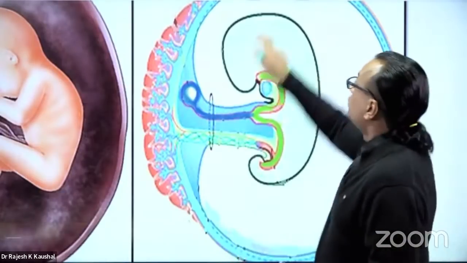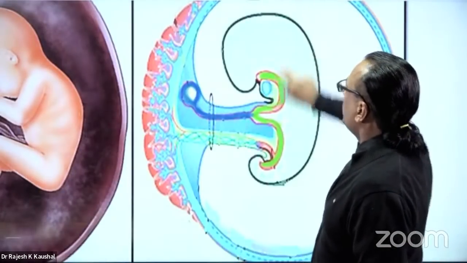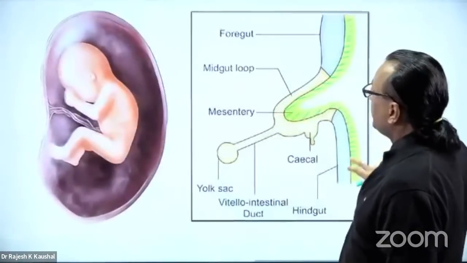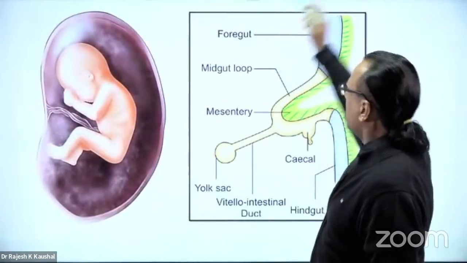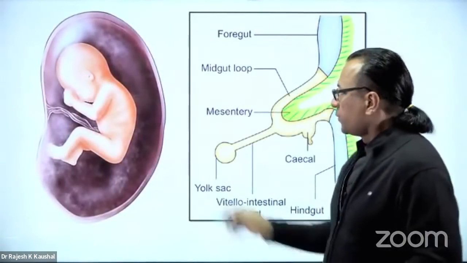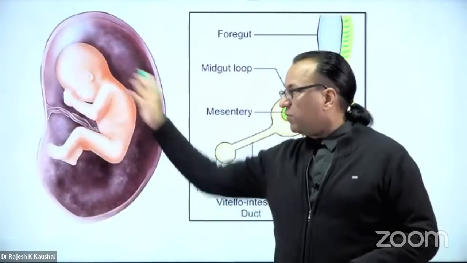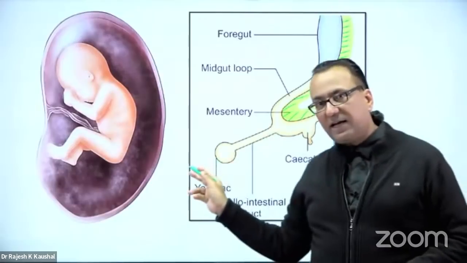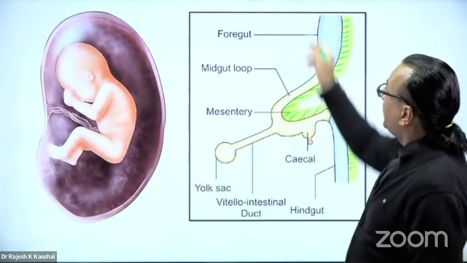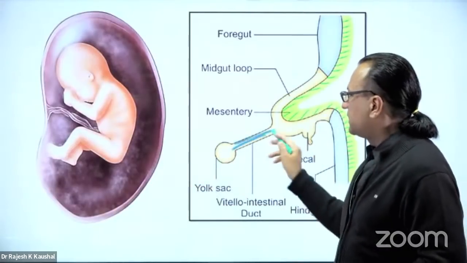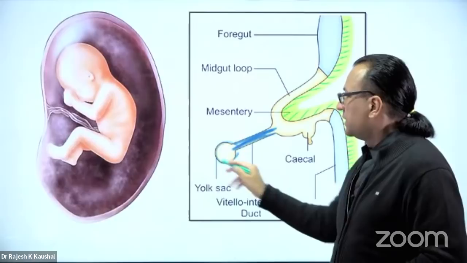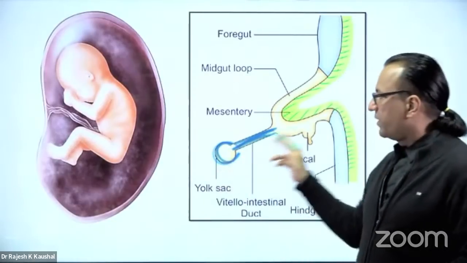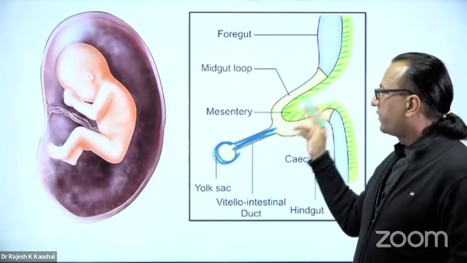Let me show the details now. As you move on, you see it is also having a particular location. Again, looking from the side view, this is the midgut. From the midgut towards the anterior abdominal wall, you find this is the vitello-intestinal duct connecting to the yolk sac and going outside the umbilicus, and it must be obliterated. It is at the anti-mesentery border.